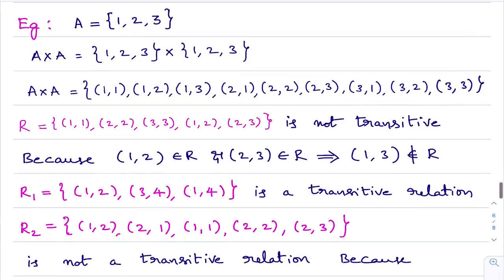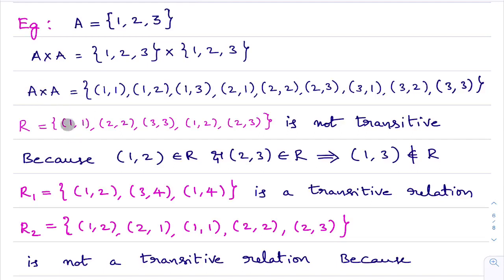First thing, I taken an example of set A. Set A is 1, 2, 3. You know how to calculate A cross A. 1, 1, 1, 2, 1, 3, 2, 1, 2, 2, 2, 3, 3, 1, 3, 2, 3, 3. First, I considered one set. I need to check this is a relation on A or not. How to check this is a relation on A? It is a subset of A cross A or not, you need to check.